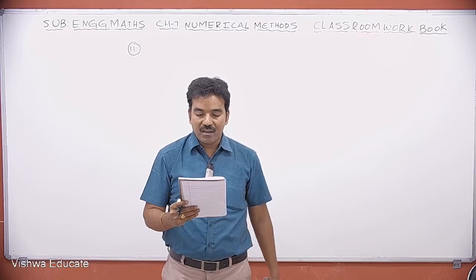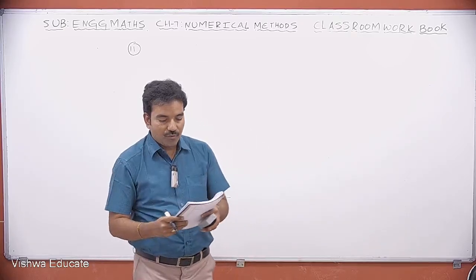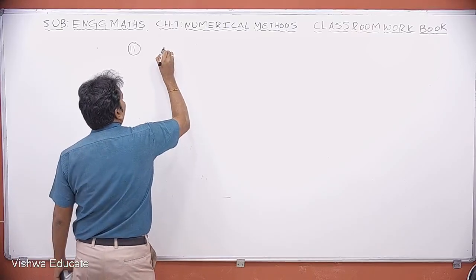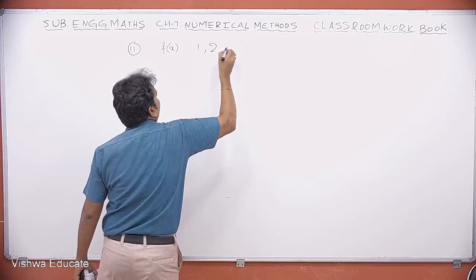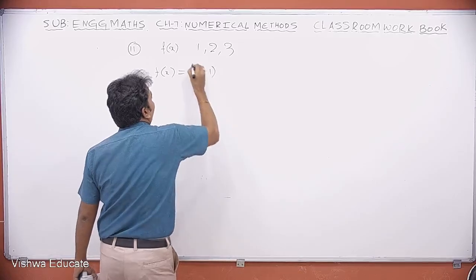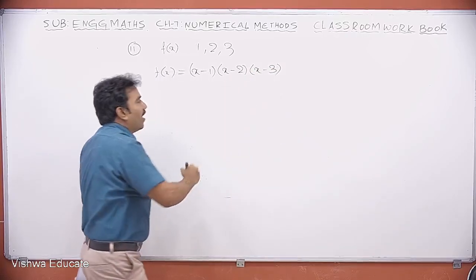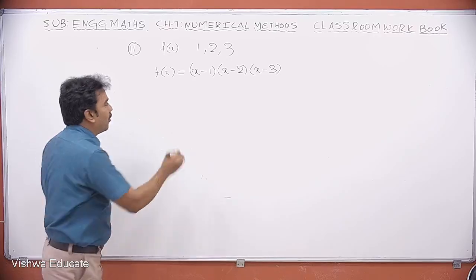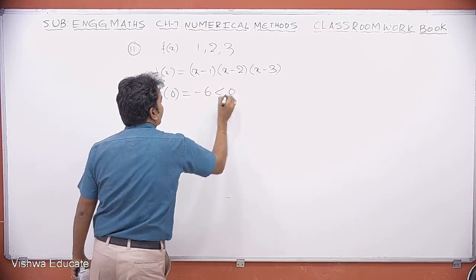See, in every option f of 0, f of 4 values are evaluated, right? So therefore it is given as it is a cubic polynomial in x. What is my cubic polynomial? F of x. Cubic means third degree polynomial. Roots are 1, 2, 3. Therefore this f of x can be written as f of x equal to x minus 1 into x minus 2 into x minus 3. As every option required f of 0, f of 4, let us evaluate f of 0, f of 4. So f of 0 equal to minus 6 less than 0.